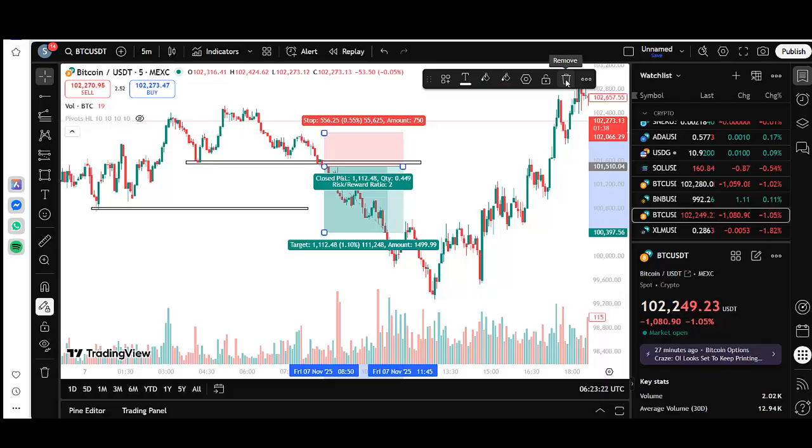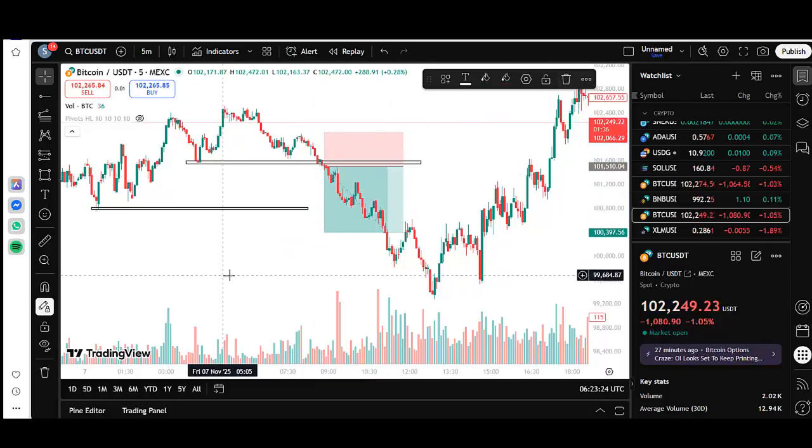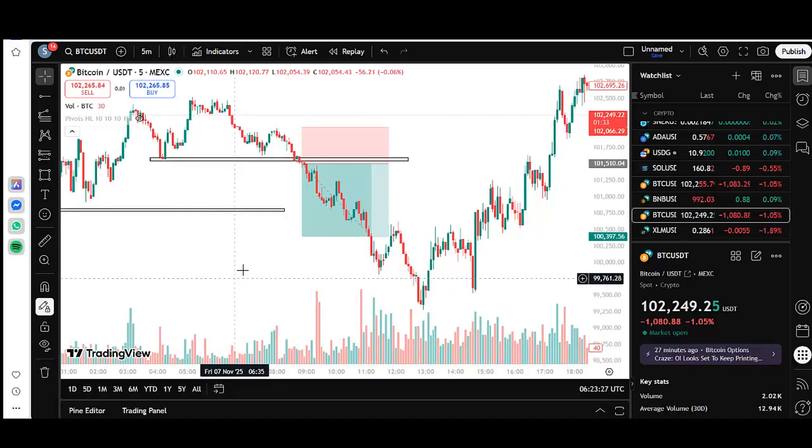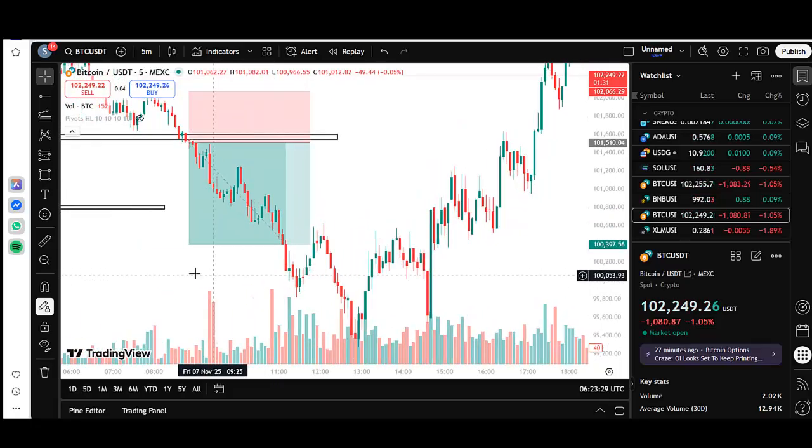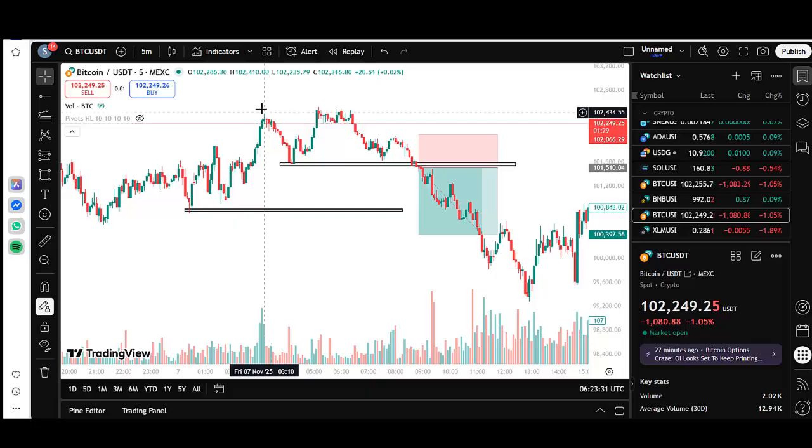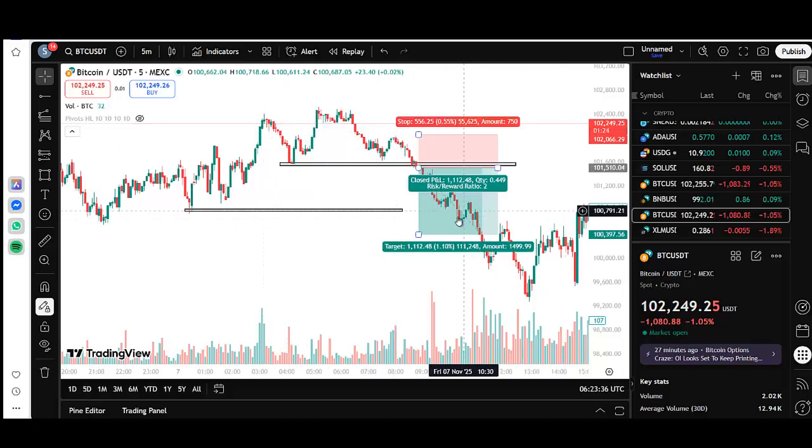So all you have to know, even if you don't know head and shoulders, is the market structure. Because right here, this is a formation of head and shoulders. Right here, this is a shoulder, this is a head, this is a shoulder, and then guess what? Market fell.